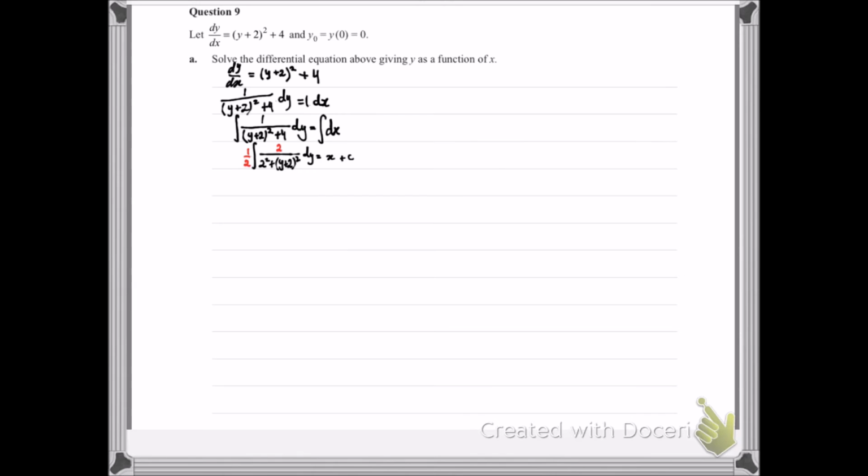Okay, so what kind of structure do you think this integral is going to give us, where we've got something squared plus something squared in the denominator? This is an arctan integral, that's correct. So we've got our factor of a half arctan, and inside is our (y plus 2) divided by 2, is equal to an x plus c.